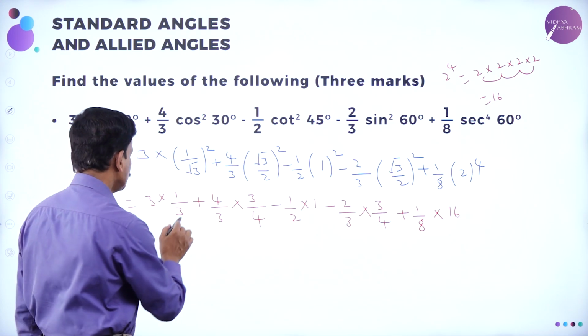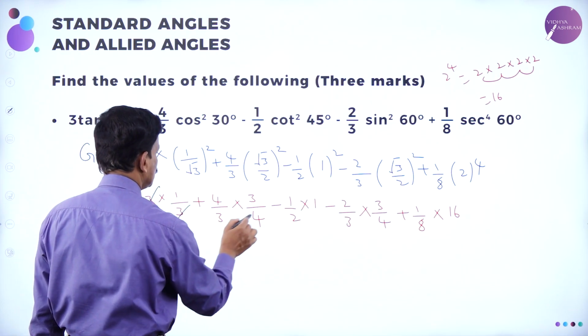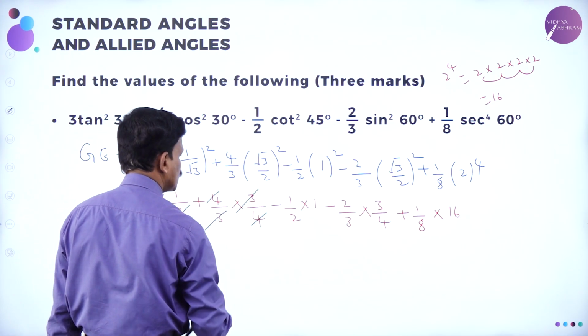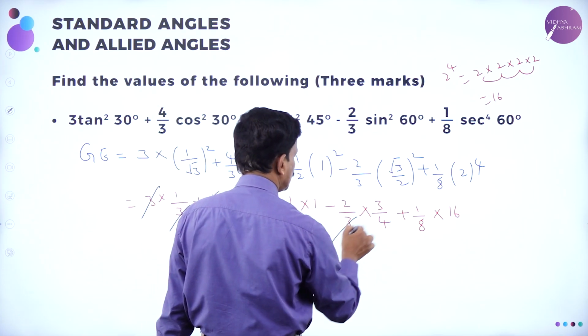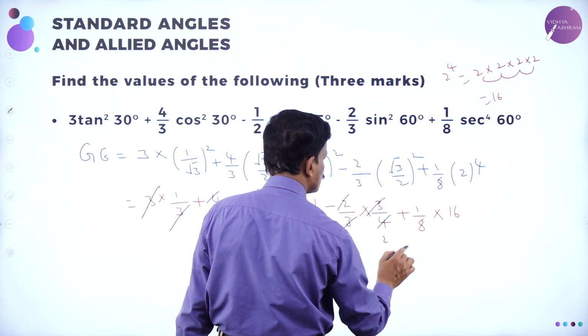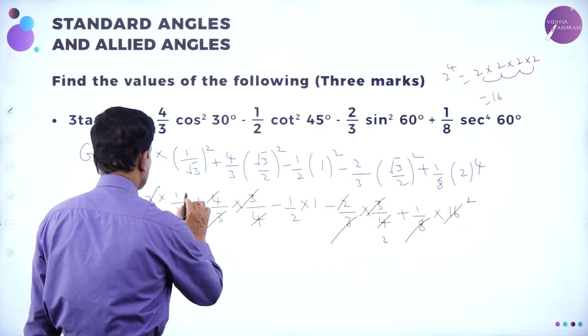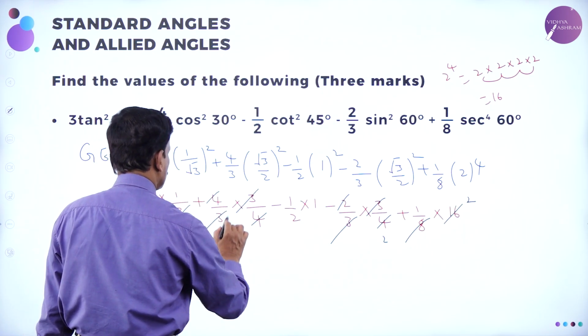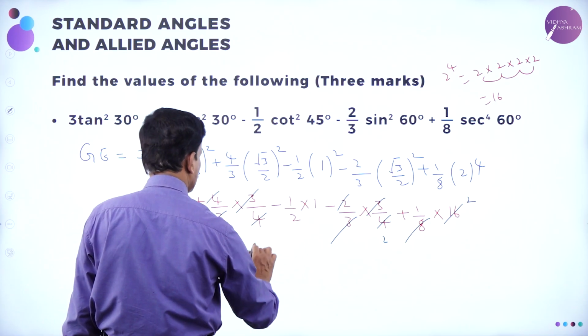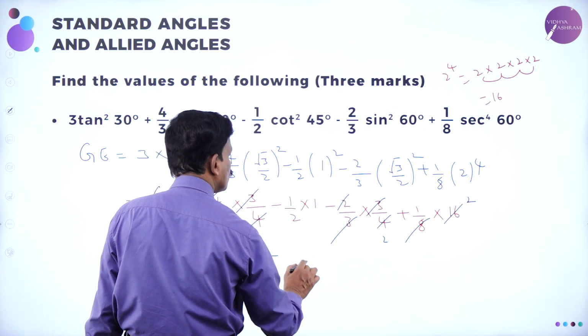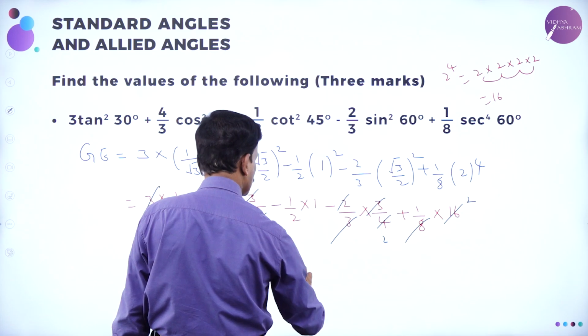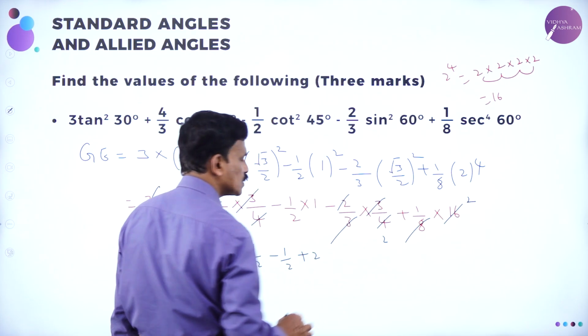Cancel those terms. So, this 3 and 3 get cancelled. Again, 3 and 3 get cancelled. 2 ones are 2, 2 twos are 4, 8 twos are 16. So, what is left over is 1 plus 1, again minus 1 by 2, minus 1 by 2, plus 2. That's it.